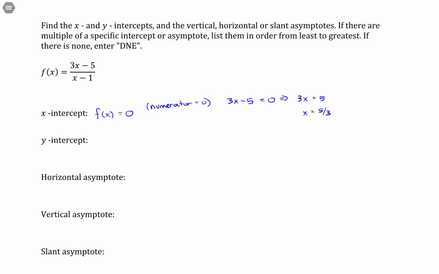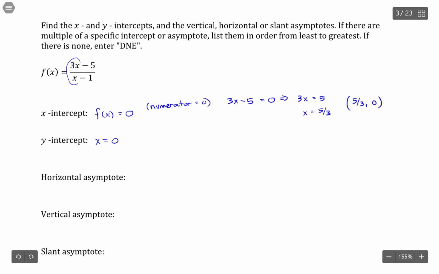Now that's just the x-coordinate of the x-intercept. The y-coordinate is, of course, 0. So 5/3 and 0. The y-intercept, if it's in factored form, you just take the ratio of the constant terms, because essentially what you're doing to get the y-intercept is letting x equal 0 and solving.